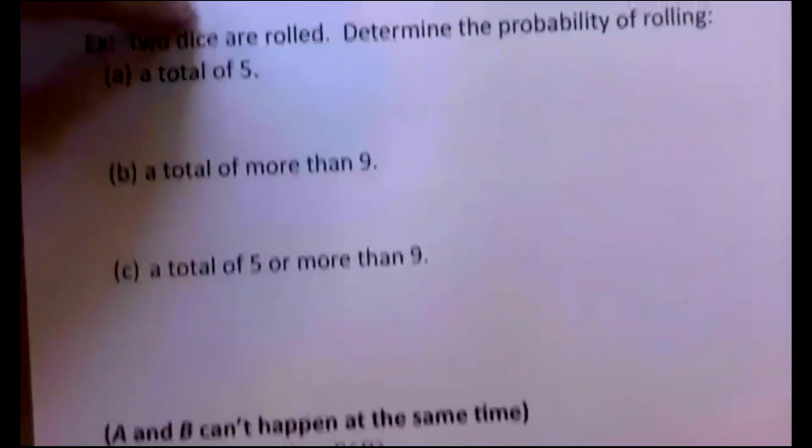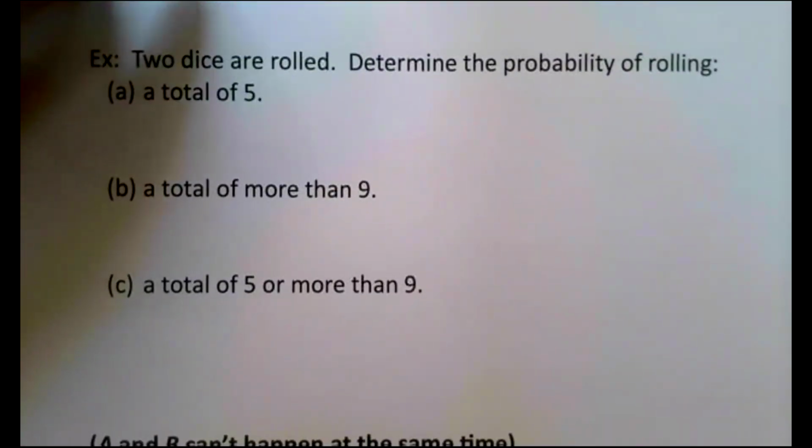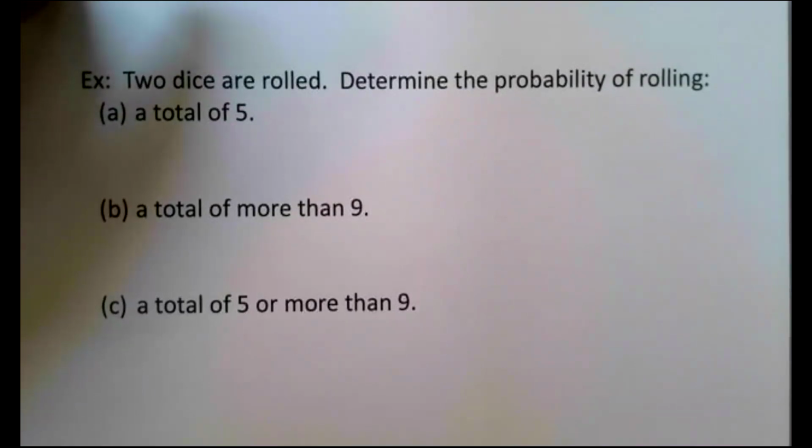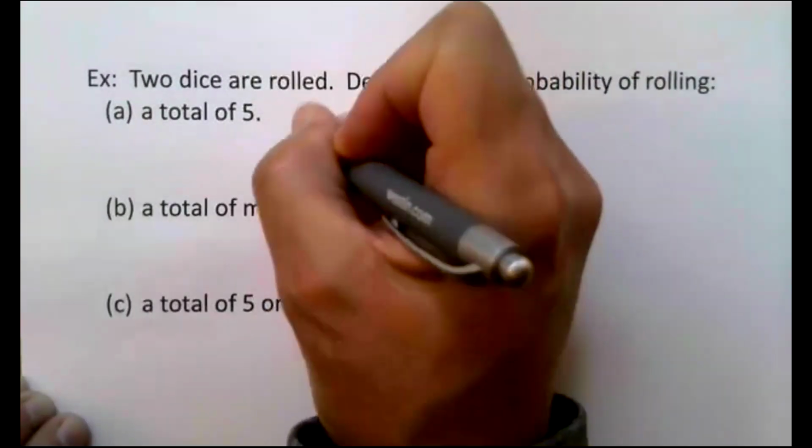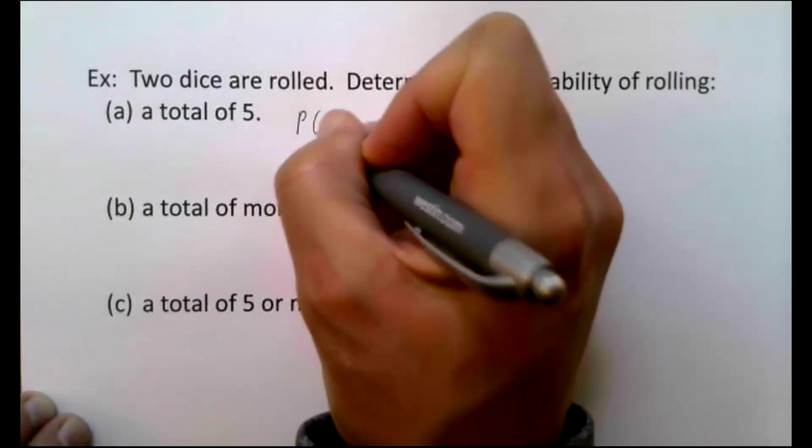Go to our next example and look at something similar with rolling dice. Two dice are rolled. Determine the probability that we rolled a total of 5. So when we added the numbers, it added up to 5. Go ahead and pull up our dice table.